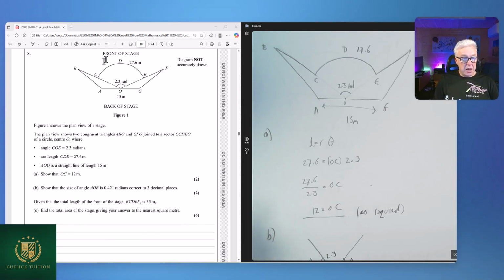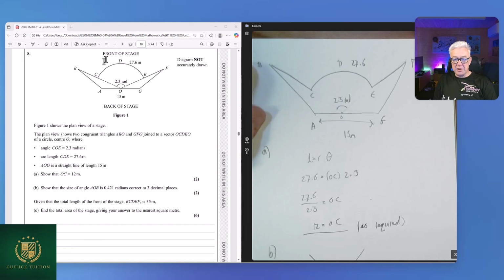It says question 8, figure 1 shows the plan view of a stage. The plan view shows two congruent triangles, ABO and GFO, joined onto a sector OCDEO of a circle with centre O, where the angle COE is 2.3 radians, the arc length CDE is 27.6 meters, and AOG is a straight line of length 15 meters. Show that OC is 12 meters.